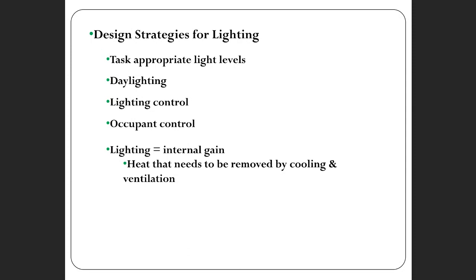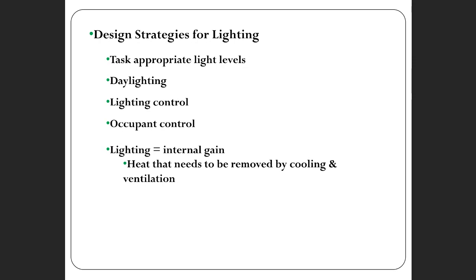Right, so what are some of the design strategies for lighting? This is sounding like both energy and quality. Right, we're trying to strike the best balance between an energy efficient lighting design and one that provides a high quality lighting system for the comfort and productivity of the building occupants. We talked about light levels that are appropriate to the task, daylighting, lighting control, occupant control, right? We want to give occupants the ability to turn their lights on and off if we can, fine tune how much light they bring in.